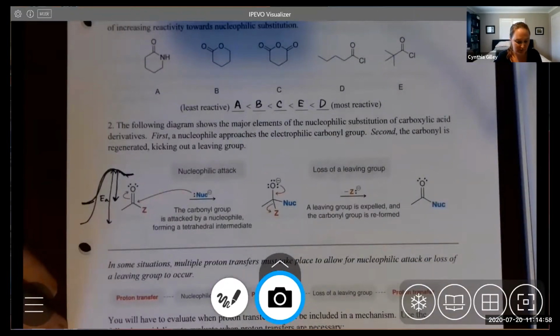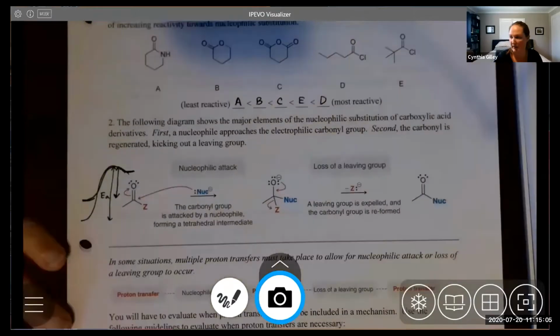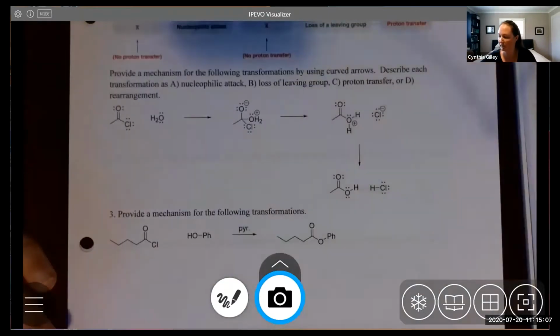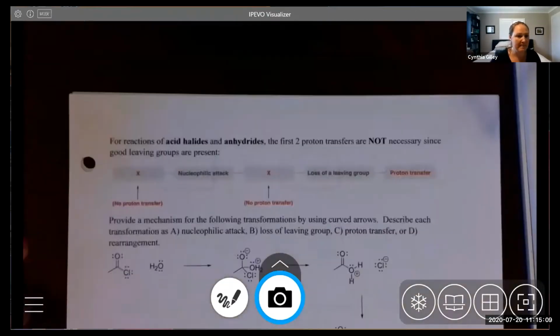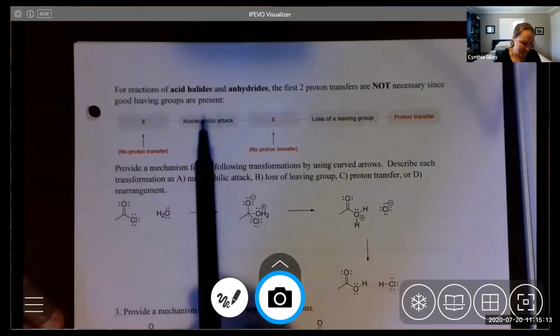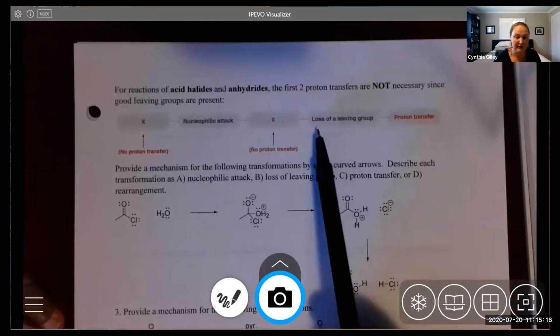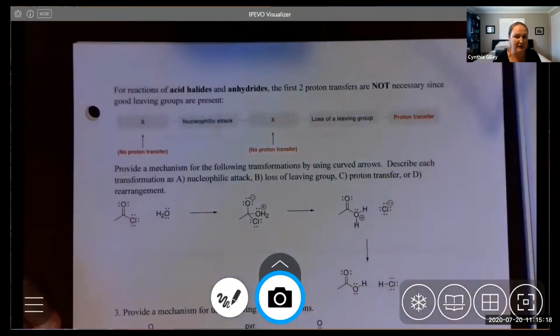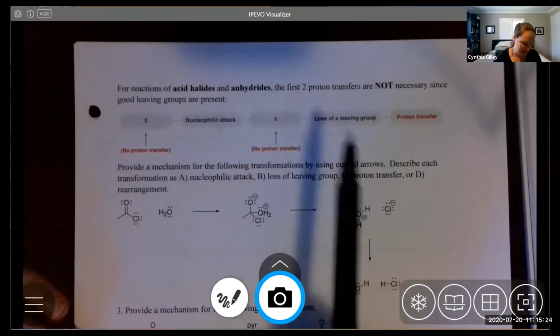Okay, so let's go through and look at a lot of examples, and I'll reiterate what I've been talking about as we go through these examples. Here are the ideas. At a minimum, we have to have the nucleophilic attack followed by the loss of a leaving group for these types of nucleophilic acyl substitution reactions. And then sometimes we will need proton transfers, depending.